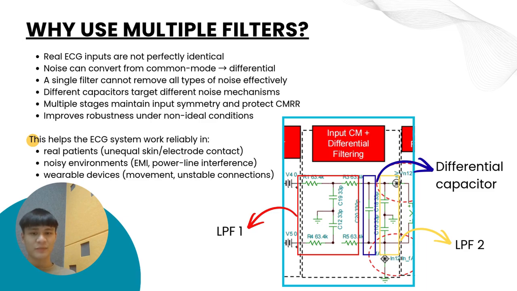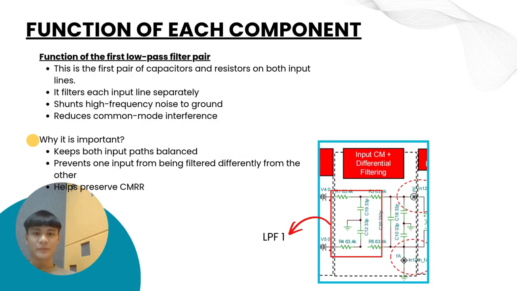inside a noisy environment facing EMI, and with variable devices subject to movement. Let's examine the function of the first low-pass filter pair, designated LPF1. This is the very first pair of capacitor and resistor located on both input lines. It works to filter each input line separately, shunting high-frequency noise directly to ground, while actively reducing common mode interference.